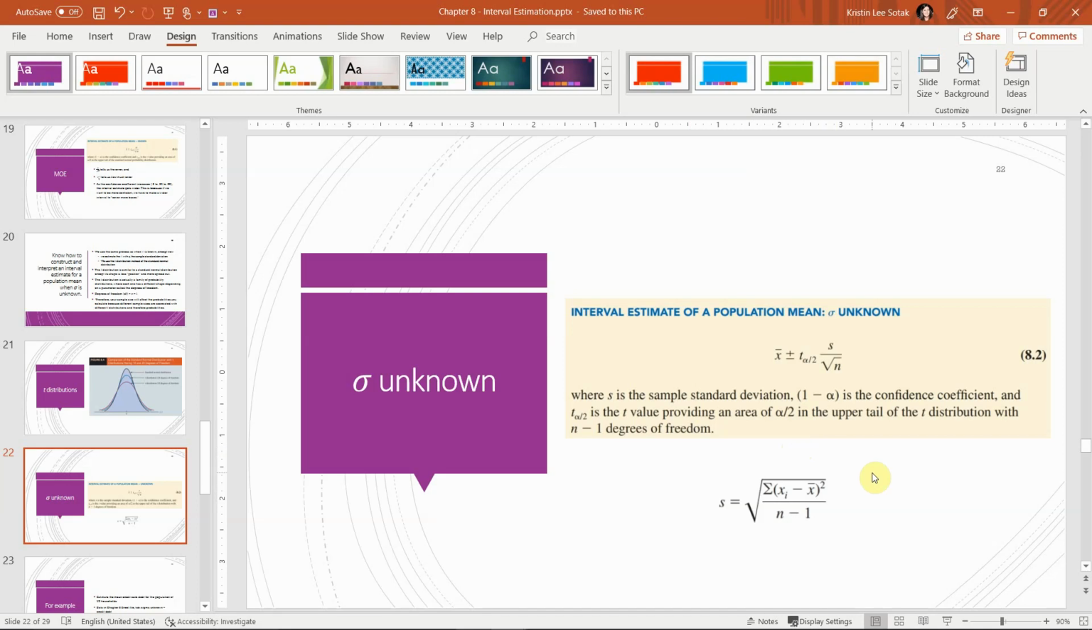In the next video, we're going to do an example where we create an interval estimate when we don't know sigma.